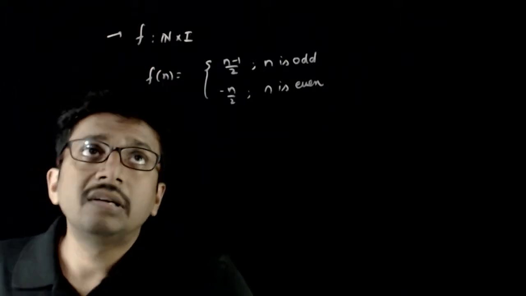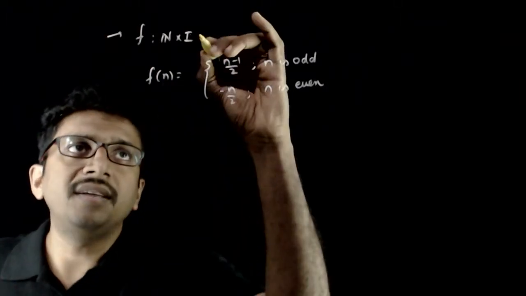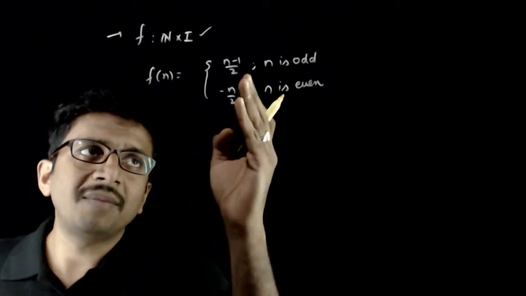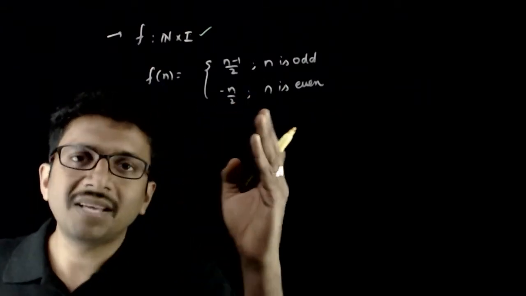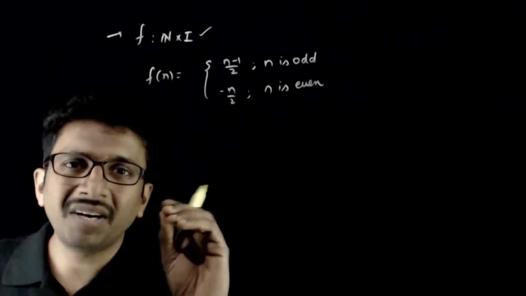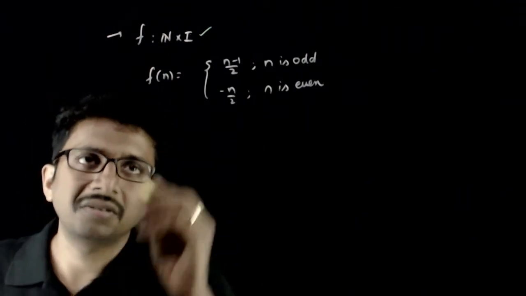So welcome students. In this question, given that f is a function defined from natural numbers to integers, and f of n is (n minus 1) by 2 if n is odd and minus n by 2 if n is even. So you're asked to find the one-one and onto nature of this function.